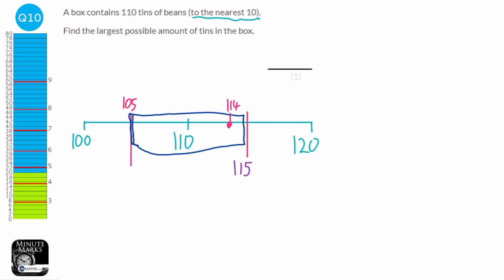But if it was 115, it would have rounded to 120. So 114 is the biggest number it could have been before rounding to 120, and we know it didn't round to 120 because in the question it says it's 110 to the nearest 10. So our answer is 114.